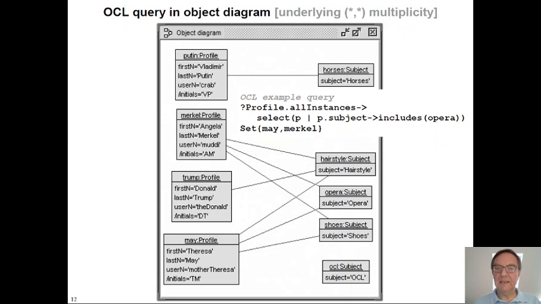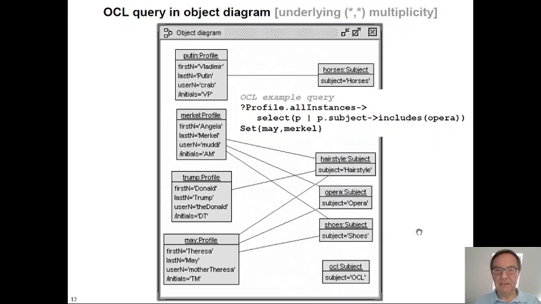We have already seen this object diagram before. This object diagram for the social network corresponding to the class diagram shows 4 profile objects: Putin, Merkel, Trump and May. The object diagram also shows 5 subject objects, namely horses, hairstyle, opera, shoes and OCL.